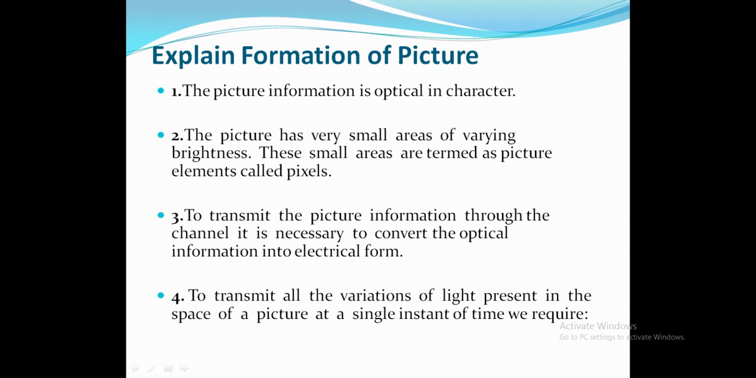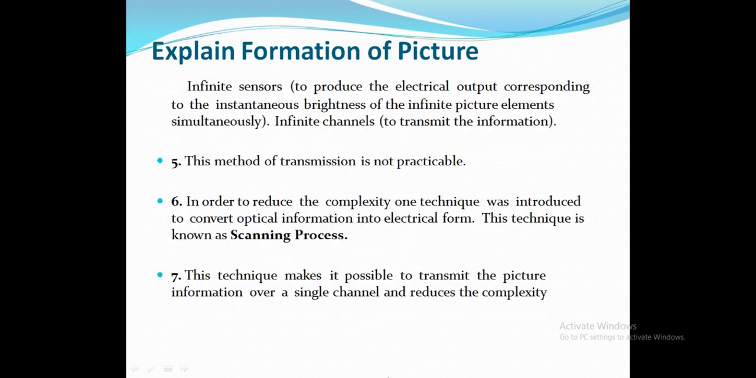So we have to transmit this picture information through a channel. We require optical information converted into electrical form. To transmit all the variations of the light present in the space of a picture at a single instant of time, we require infinite sensors.